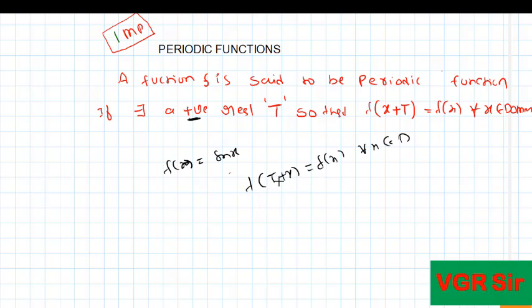Just to write down, f of x is equal to sin x. f of 3 means what? Instead of x you write 3. f of 7 means what? Instead of x you write 7. f of t plus x means what?